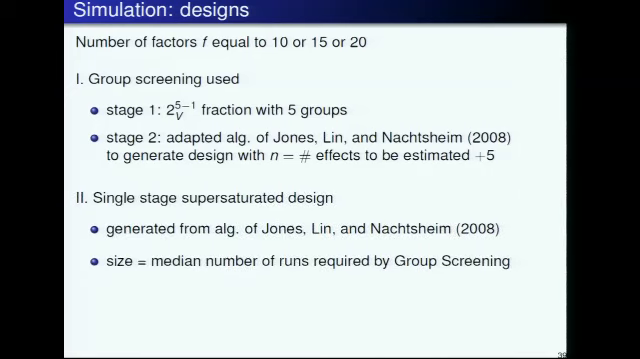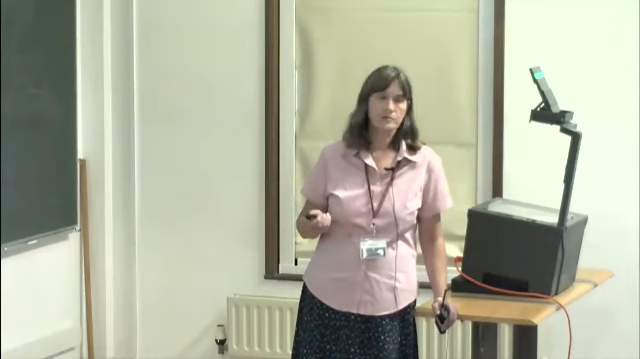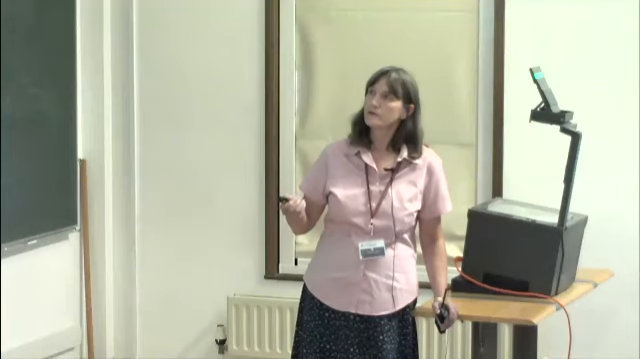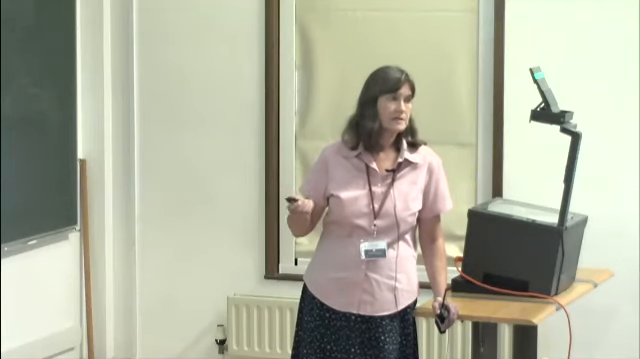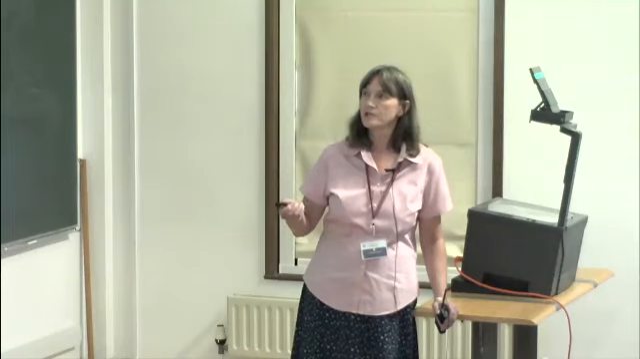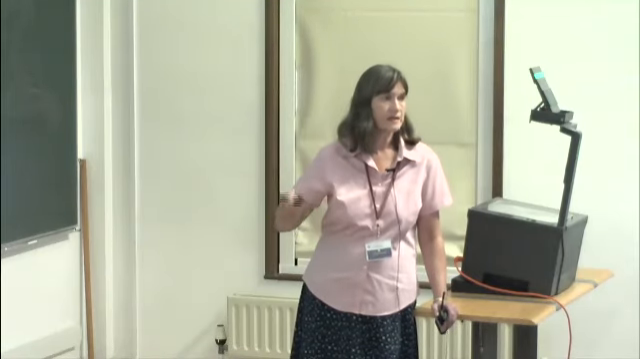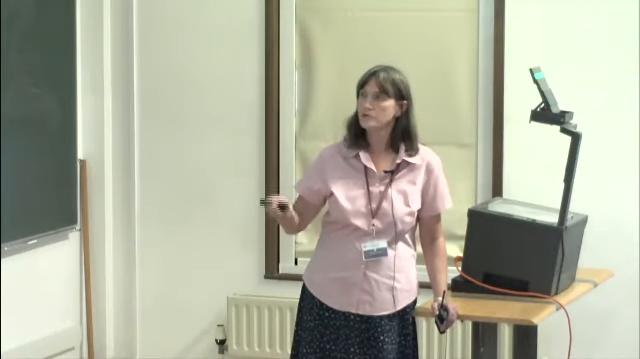For the supersaturated designs, then we used Jones-Lin and Nachtsheim's algorithm, and I'm skipping what Bayesian parameters we used in that. Now, what size supersaturated design should we use in a simulation? Because we don't know what's going to happen at group screening. So we have a choice. Either you run the groups, generate one set of data, run the group screening, see how many observations you used, then generate a supersaturated design of exactly that same size and see how well the two do.